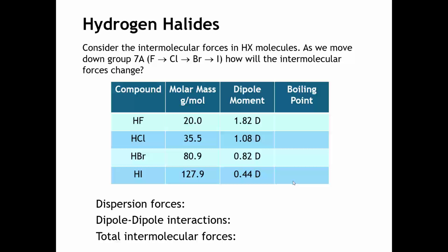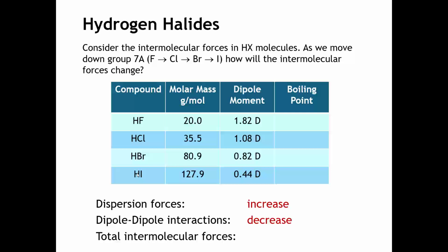So if we think about the dispersion forces, we know that those go up as the mass of the molecule goes up. And as you go from HF to HCl to HBr to HI, the molecules are getting heavier. The halogen has more electrons. The dispersion forces are going to get stronger. On the other hand, when we think about the dipole-dipole interactions, HF is the most polar molecule. It has the largest dipole moment, and HI has a pretty small dipole moment. So we expect the opposite trend. As we go from HF to HI, the dipole-dipole interactions are going to get weaker.